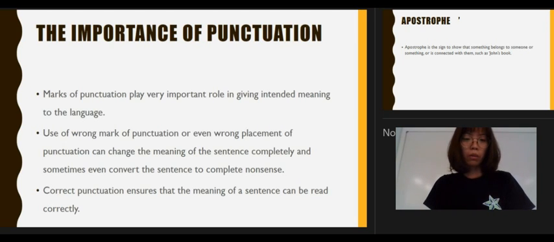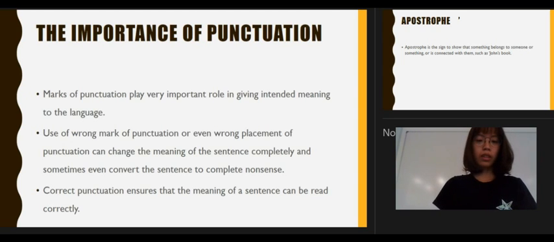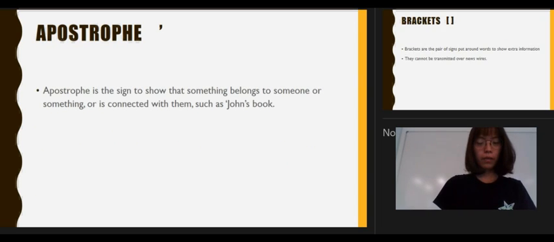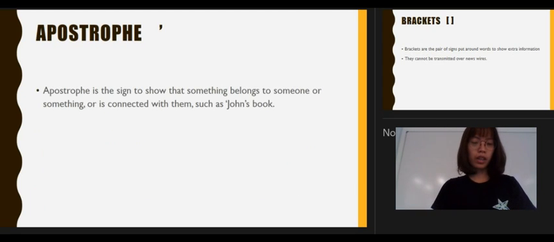Use of the wrong mark of punctuation, or even wrong placement of punctuation, can change the meaning of a sentence and sometimes even convert the sentence to complete nonsense. Correct punctuation ensures that the meaning of the sentence can be read correctly. So there are 13 punctuation marks we use in our normal writing. The first one is the apostrophe.